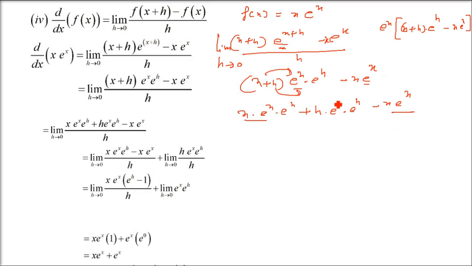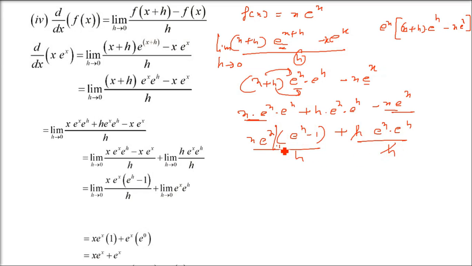First take these two, first and third one. So I'm taking now x e^x from here, first and third. So x e^x, what is going to be inside? e^h minus 1, and the other one is h e^x e^h. Now h was already there, so you can divide now. Divide by h. Now apply the limit. When you apply the limit, h gets cancelled here.